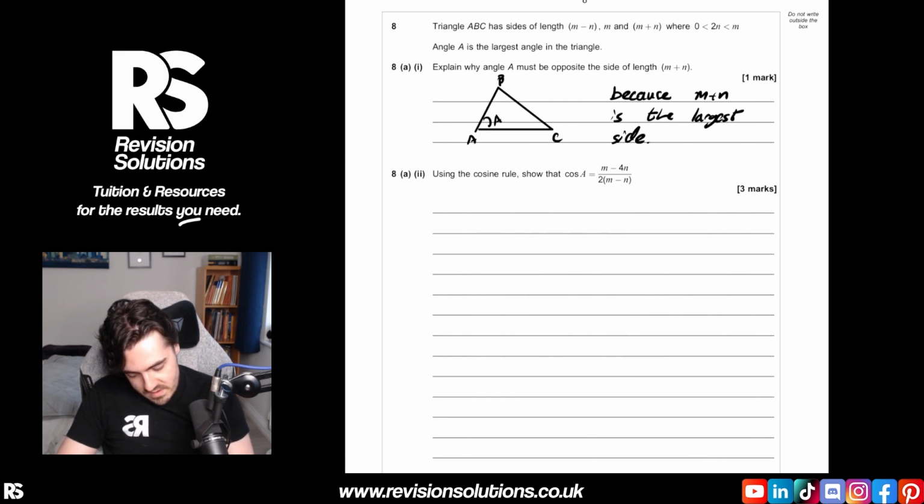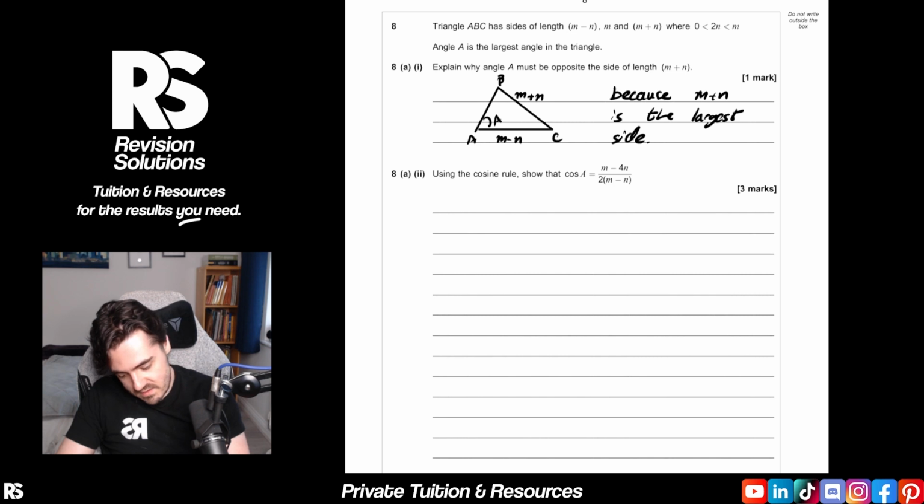Cool. Then it says, part 2, using the cosine rule, show that cos A is equal to m minus 4n over 2 lots of m minus n. Well, we can fill in our diagram now if we know that m plus n is the side opposite angle A, and then the two remaining sides must be m minus n and m. It doesn't matter where we put either on either side.